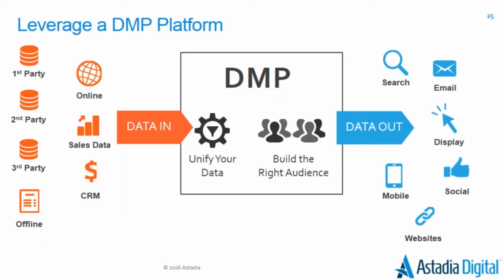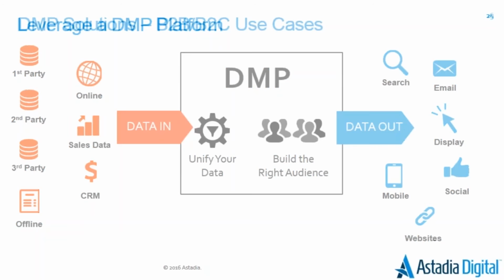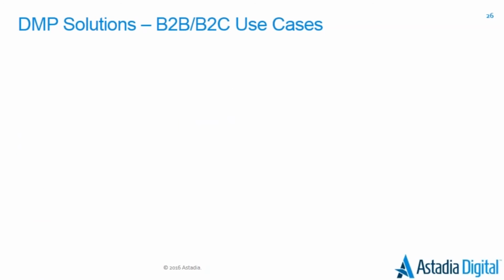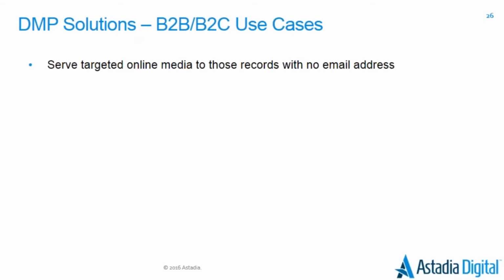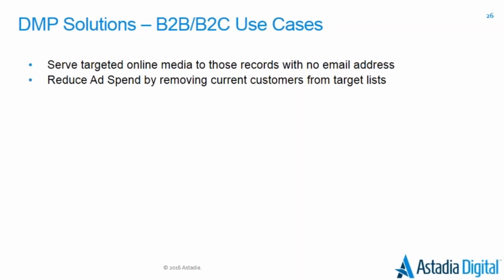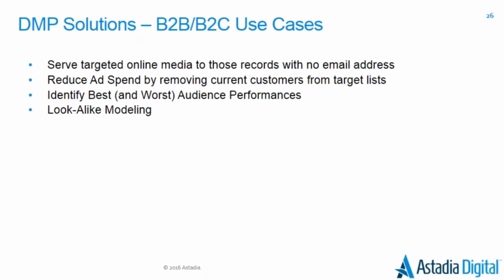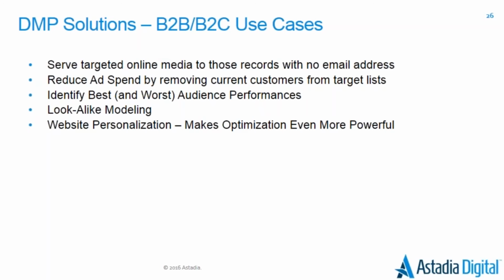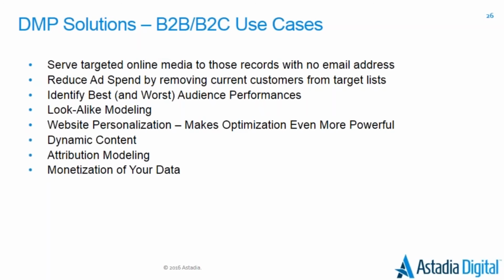The DMP solutions can be used for both B2B and B2C. So it allows you to target your media to contacts that you don't have an email address for. You can reduce your spending by removing current customers from your list and identify your best and worst performers through building lookalike modeling and personalizing and optimizing your website, making it even more impactful by creating and using dynamic content and building and using attribution modeling to help in the monetization of your data.